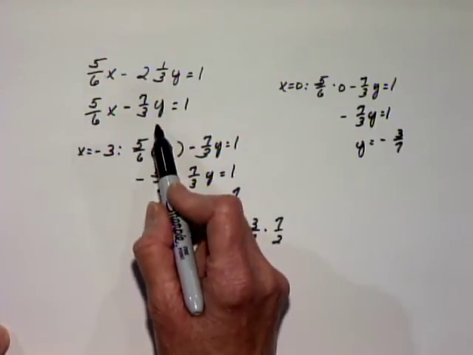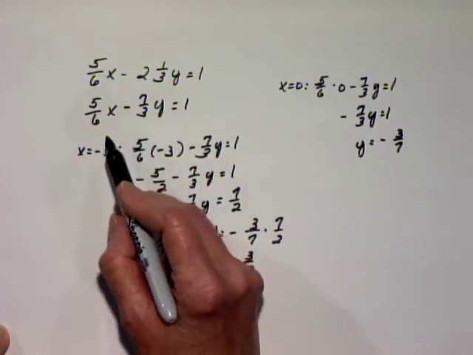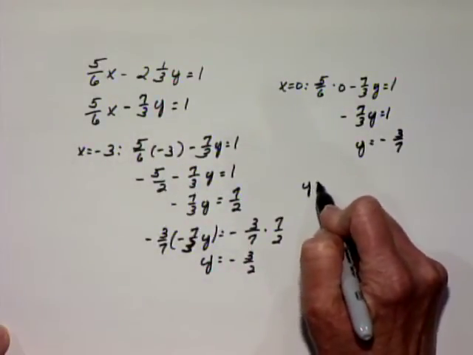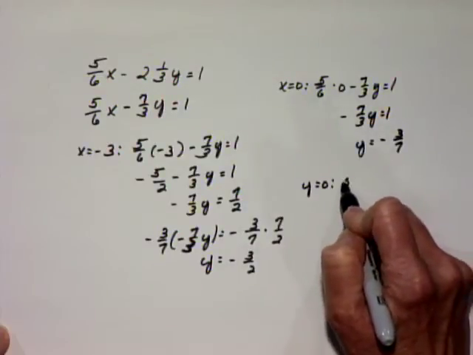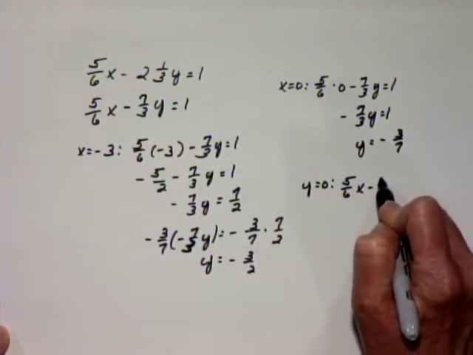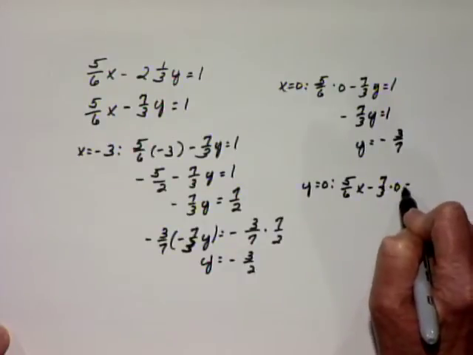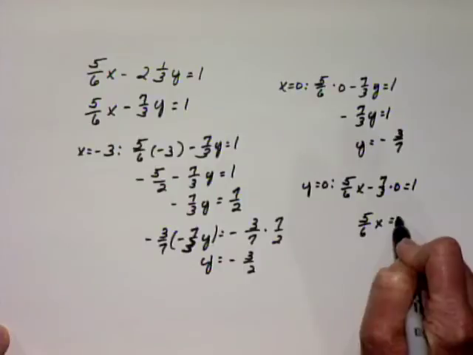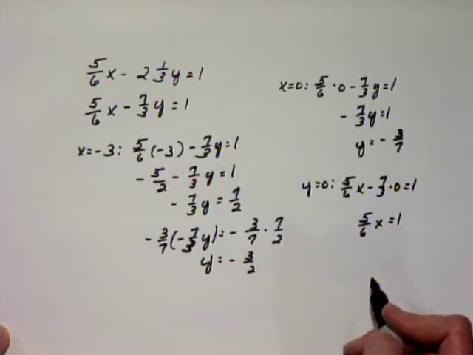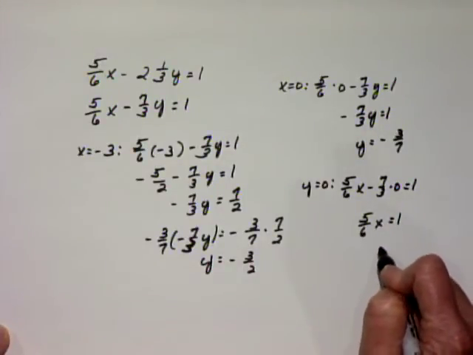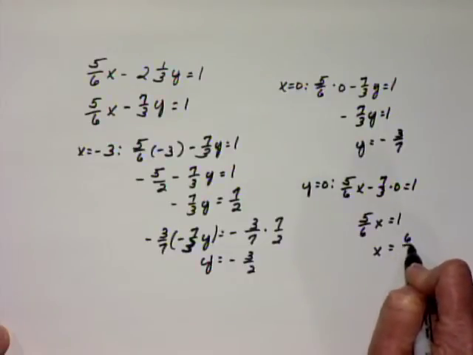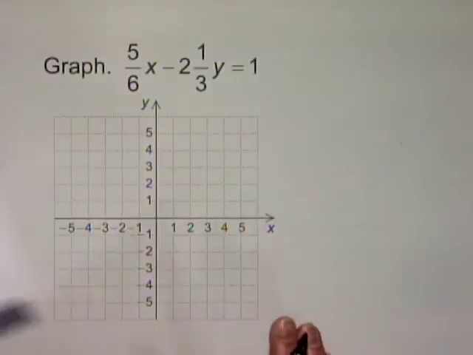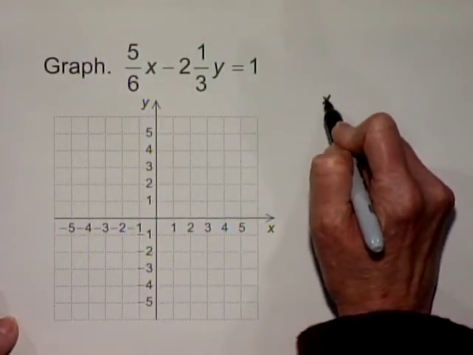And let's find one more point. This time let's let y be 0. These are kind of hard numbers to work with, and if we let y be 0, it'll simplify things a little. So let's let y be 0. Then we have 5/6 x minus 7/3 times 0 equals 1. That gives me 5/6 x equals 1. I'll multiply both sides by 6/5, the reciprocal of 5/6, and I get x equals 6/5.